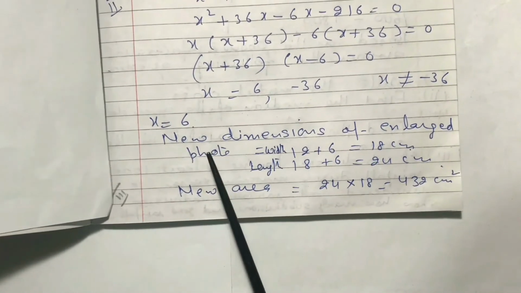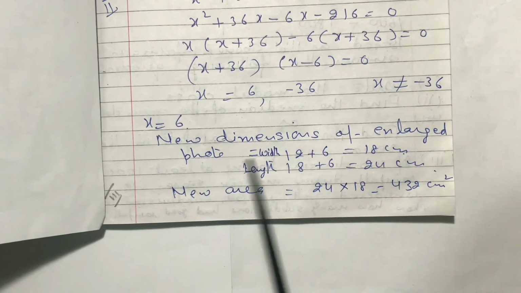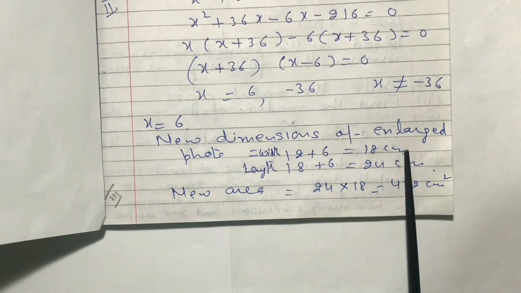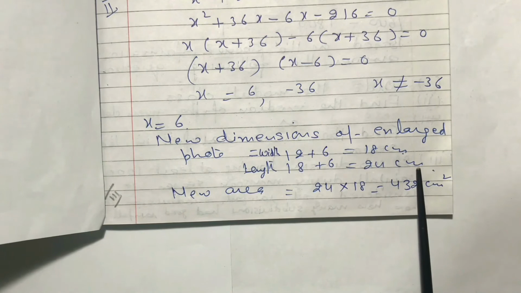So now what are your new dimensions? That is, your width becomes 12 plus 6, 18 centimeter. Length will be 18 plus 6, 24 centimeter.